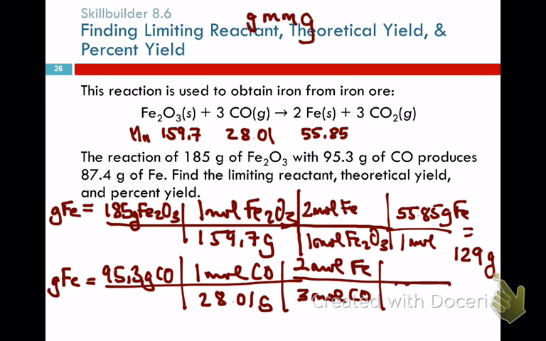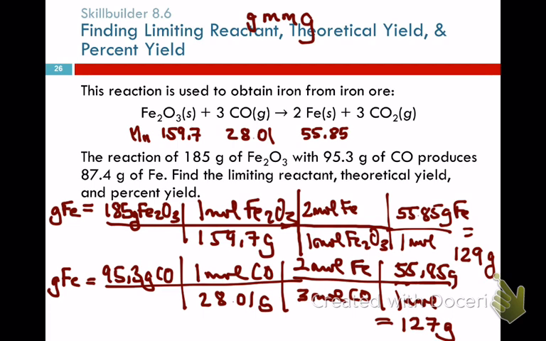And then I just need the molar mass of iron, so 55.85 grams and 1 mole. And that comes out to be grams of iron. So we're going to say the answer, 95.3 divided by 28.01 times 2 divided by 3 times 55.85. 126, we'll call it 127, because it rounds up. It's 126.68. So 127.